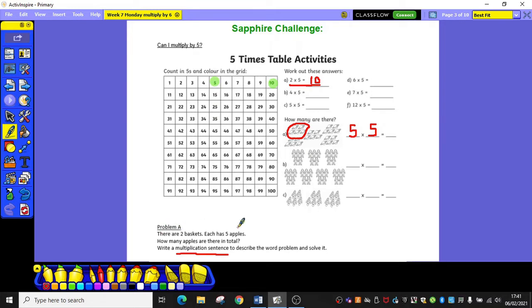There's 2 baskets. Each has 5 apples. How many apples in total? Lots of us have just been able to see that mentally. However, what was the multiplication sentence? Well, the multiplication sentence is that I've got 5 apples, and I'm going to effectively be multiplying that 2 times. However, we know that we can do multiplication in any order, so I could also be thinking of that as this multiplication sentence. I hope that helps you, Sapphire Group, and I'd like you to start your problems now.